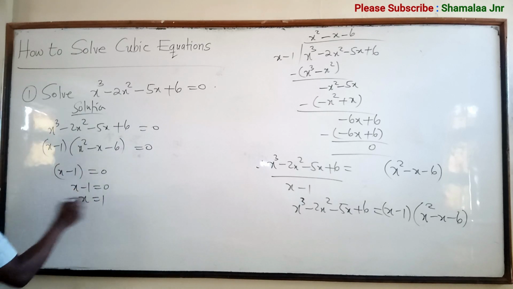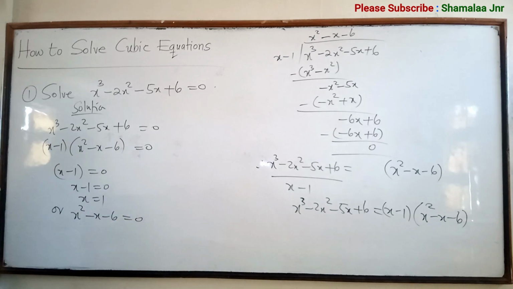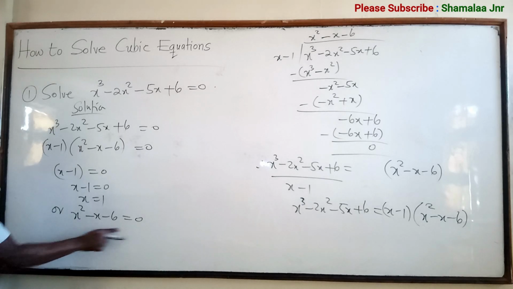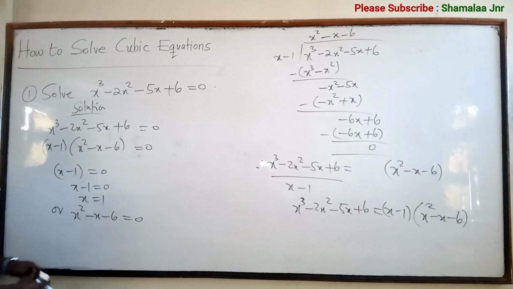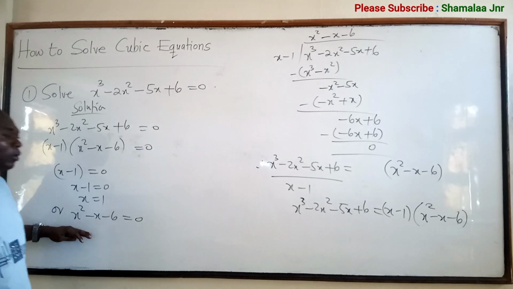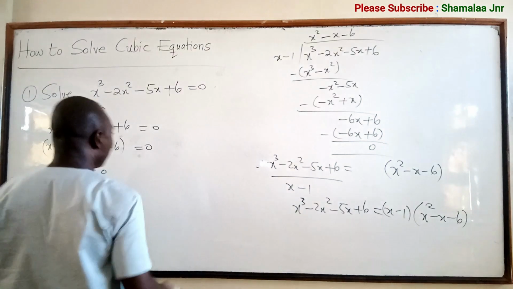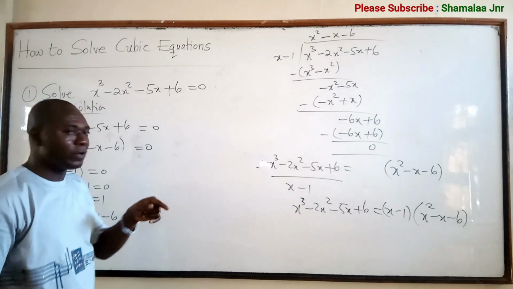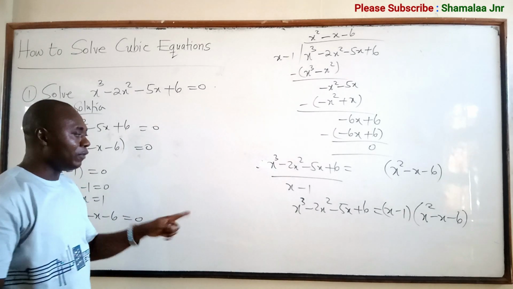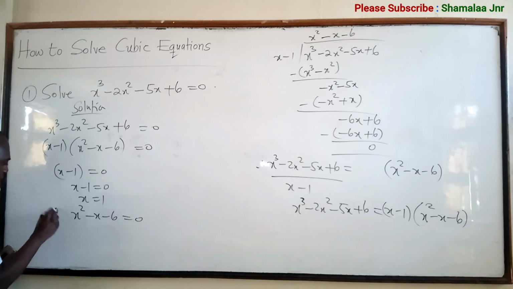Okay, so or x squared minus x minus 6 is equal to 0. So we are going to work on this. Now, viewers, look on the board. This is a quadratic equation. Yes, so let's try to work on this. Here, at this point, you can decide to use the quadratic formula. Yes, I have a video on how to derive the quadratic formula. The x is equal to negative b plus or minus square root of b squared minus 4ac all over 2a. I have a video on it. Yes. Now, let's try to solve this one.